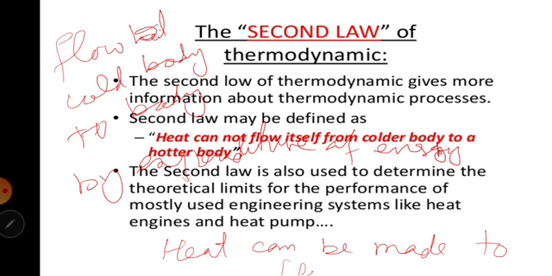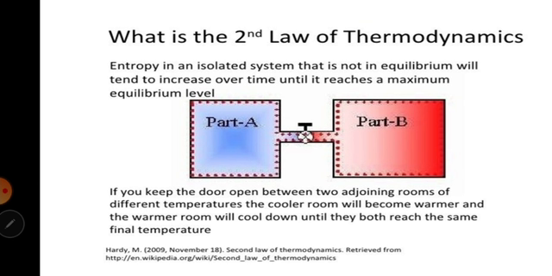Let's study the statement. The second law is also used to determine the theoretical limits of the performance of commonly used engineering systems like engines and heat pumps. What is the second law of thermodynamics? Entropy in an isolated system that is not in equilibrium will tend to increase over time until it reaches a maximum equilibrium level. So the entropy of the system will always increase, until both systems come into thermal equilibrium.